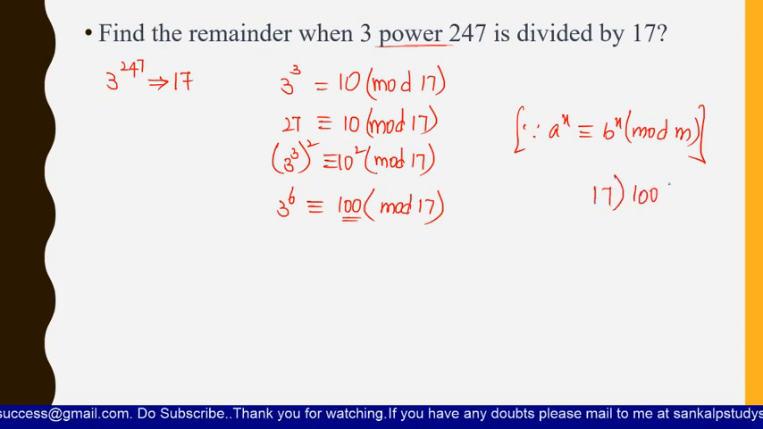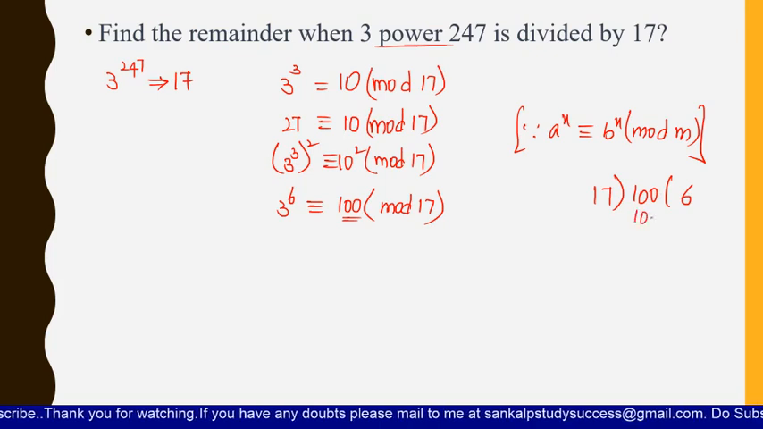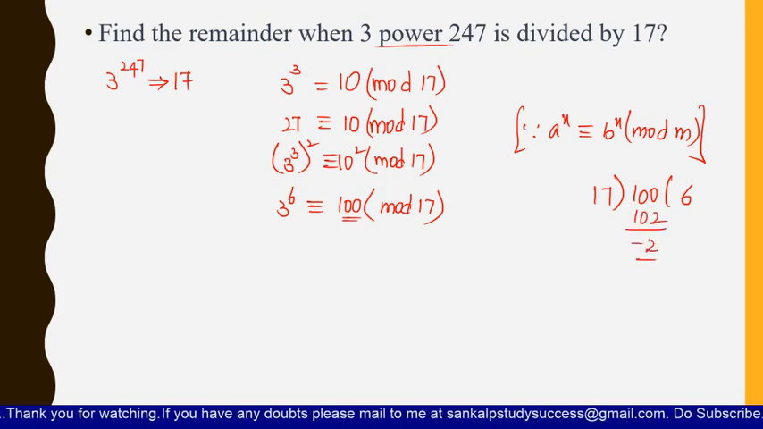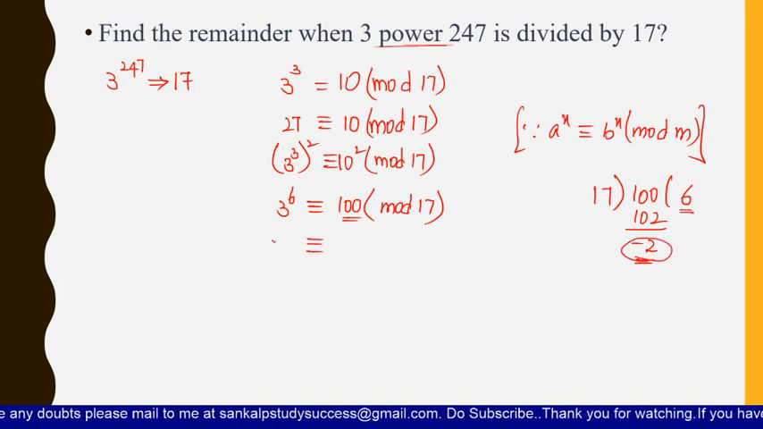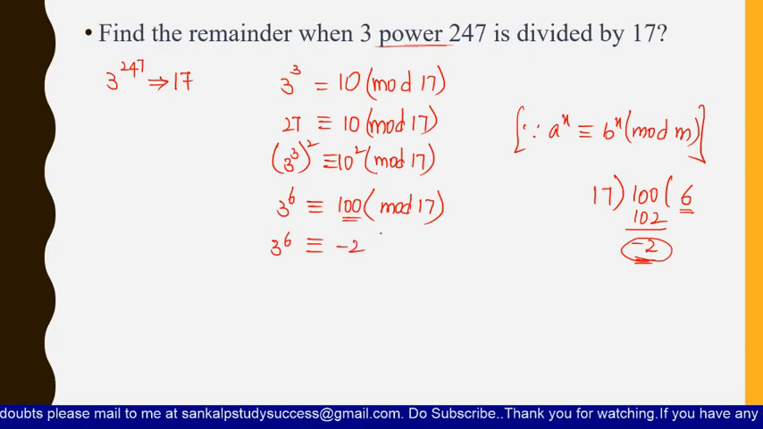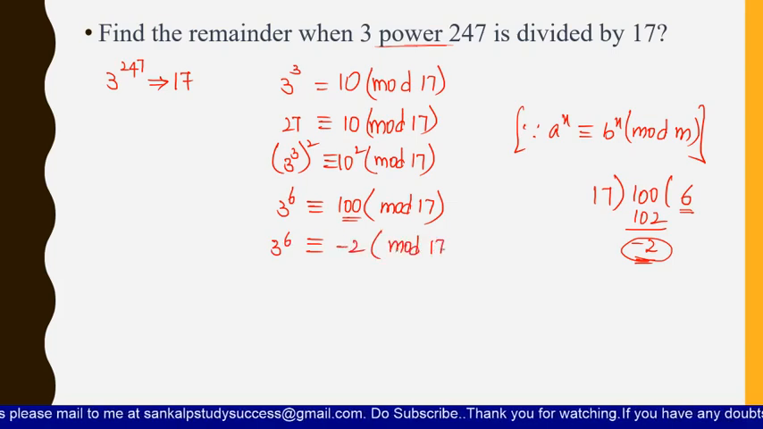If you divide 100 with 17, 17 into 6, I think it is divisible when 17 is multiplied by 6 times, correct? So if you multiply 17 with 6, then you will get 102. So you will get the remainder as minus 2 in this case. Because if you multiply 17 with 5, that means 17 into 5 is 85, which is not the nearest integer to 100. So that's the reason we are taking 6 in this case. So you will get the remainder as minus 2. That means you can also represent 3 power 6 is congruent to minus 2 mod 17, right?